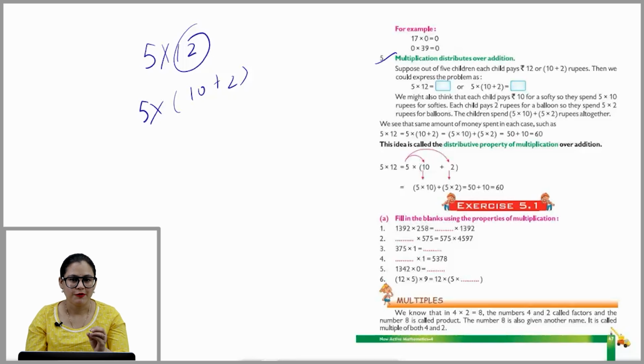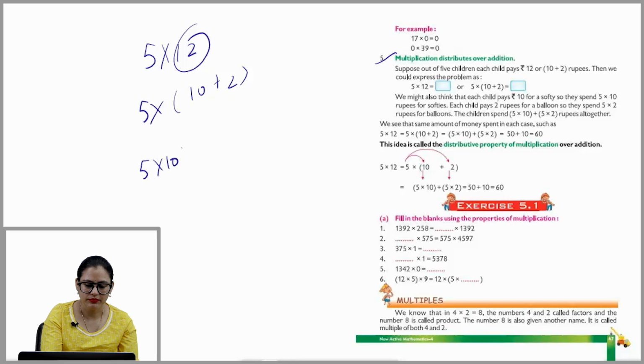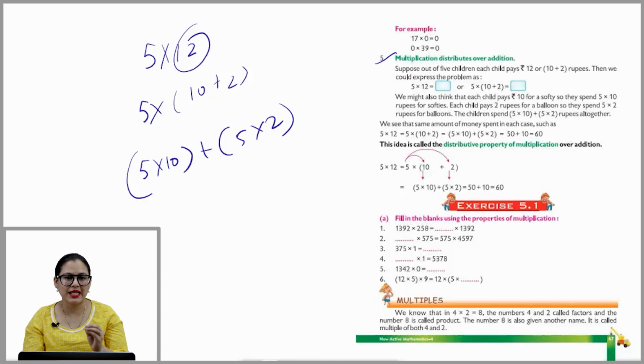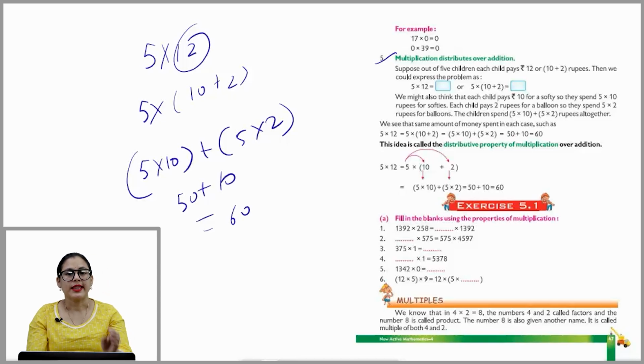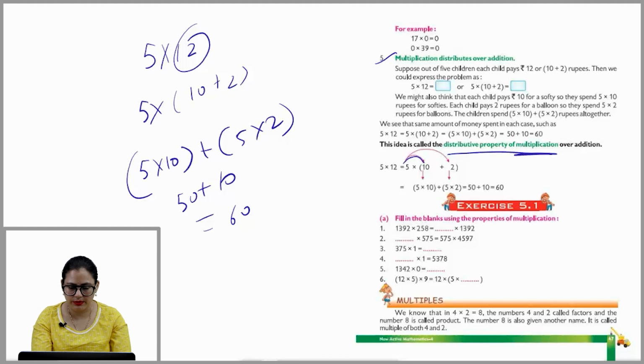The children spend 5 into 10 plus 5 into 2 rupees altogether. 5 into 10 plus 5 into 2. We see that the same amount of money is spent in each case, such as 5 into 12 is equal to 5 into (10 plus 2) is equal to 5 into 10 plus 5 into 2, which is equal to 50 plus 10 is equal to 60. This idea is called the distributive property of multiplication over addition. Here we are multiplying first 5 and 10, then 5 and 2, and then we'll add.